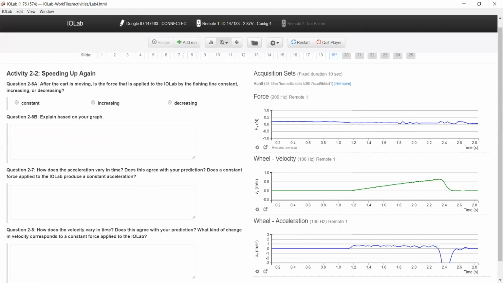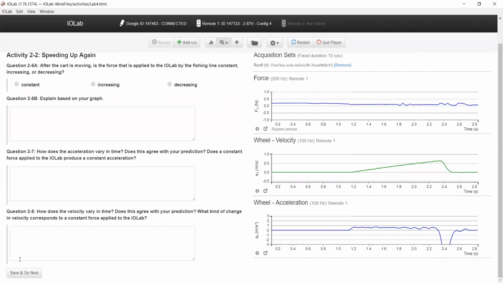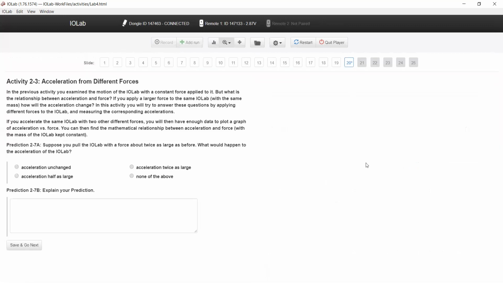How does the velocity vary in time? Does this agree with the prediction? Go ahead and write your answers based on these. I'm not writing everything as this is the instructional video, so I need to explain the things. Then you click on save and go next.